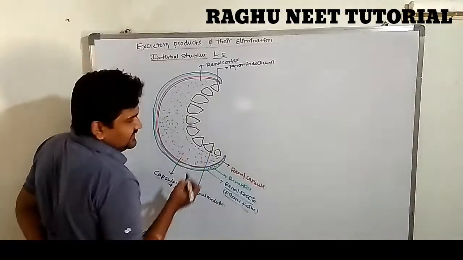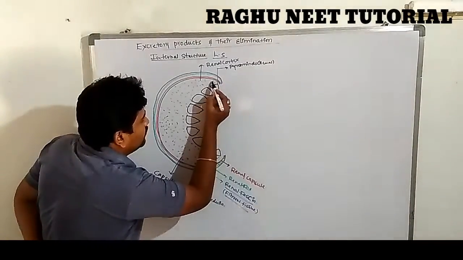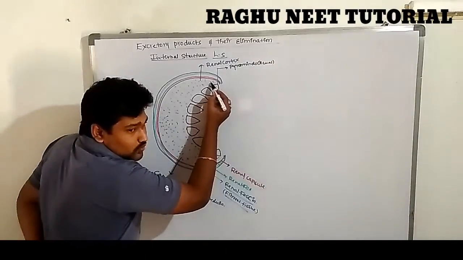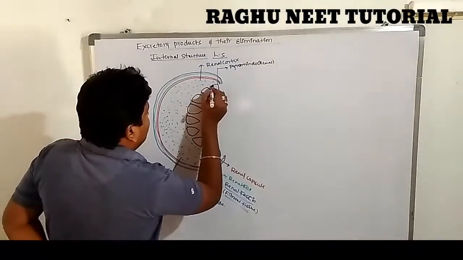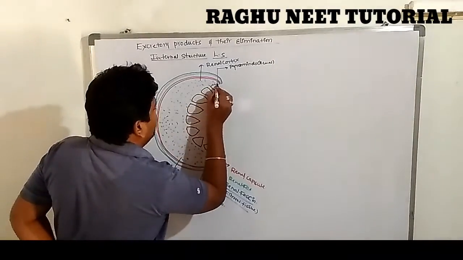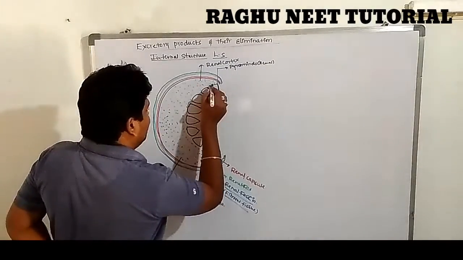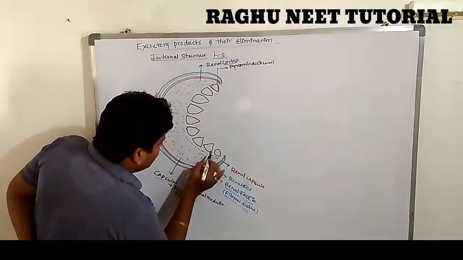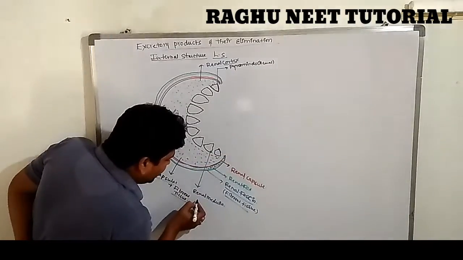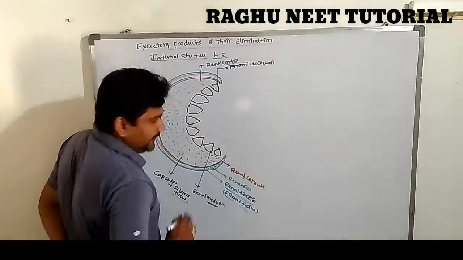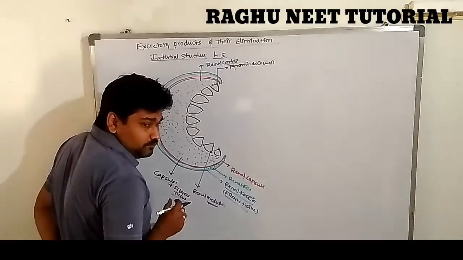So for these renal pyramids, the broad space is located towards the cortex region, and the narrow space is towards the medullary region. The widest area is towards the cortex. The narrow space, the triangular tip, is located in the medullary region. Are you clear?